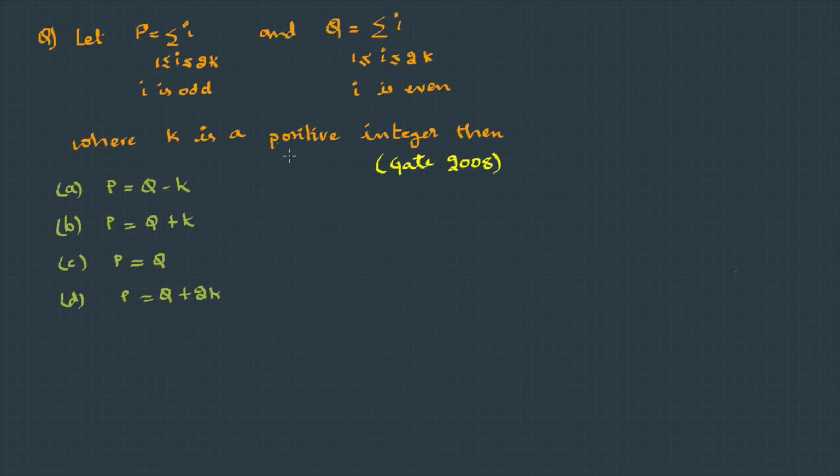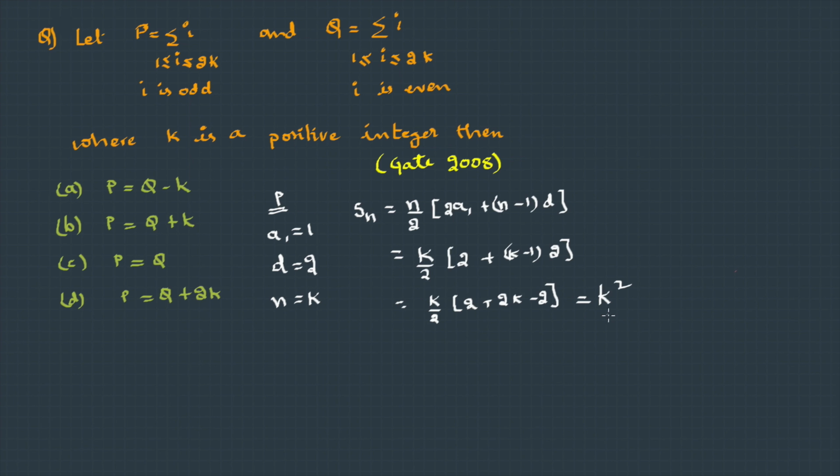So when we write for P, the first term is 1 because it's odd. The common difference will be 2 because we can take only the odd numbers. So 1, 3, 5 and so on. And the number of terms here, we are saying it as k. So for this, the sum of n terms, when you solve this, comes to k square.